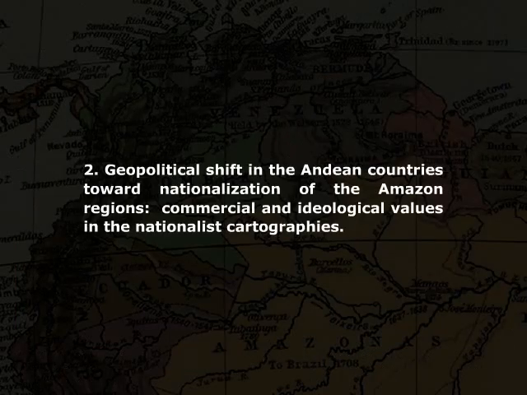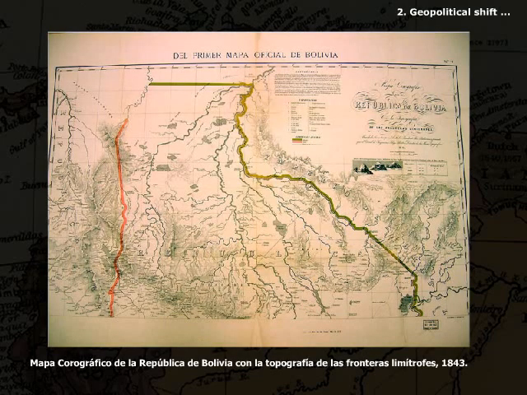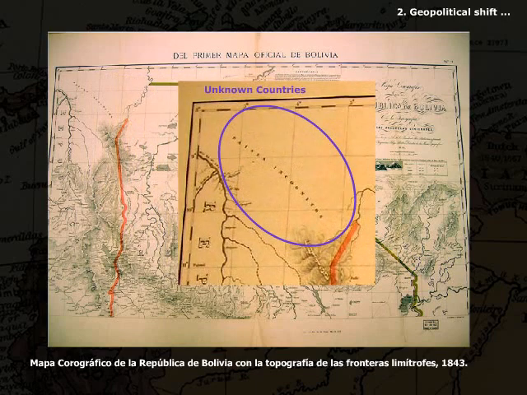Two. Geopolitical shift in the Andean countries toward nationalization of the Amazon regions: commercial and ideological values in the nationalistic cartographies. Like the other Andean countries, New Granada and Bolivia initially inherited their colonial indifference for Amazonian regions, traditionally conceived as unknown countries inhabited by savages.